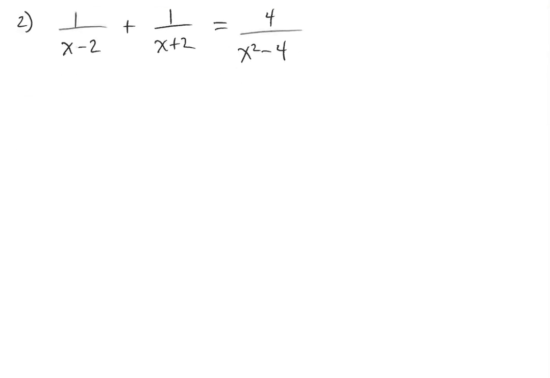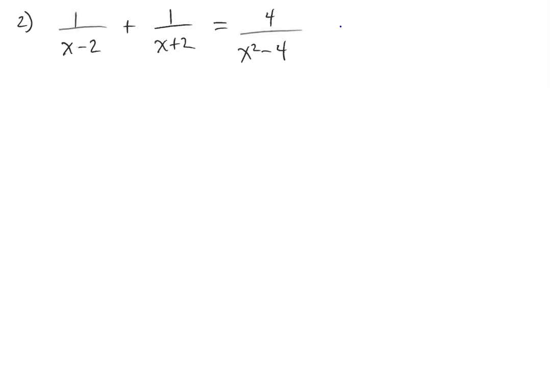This one begins with a couple rational terms on the left side. The first one is 1 in the numerator and x minus 2 in the denominator. Then we say plus, and then the next fractional term is 1 in the numerator and x plus 2 in the denominator. And then that's equal to, on the right side, we have 4 over x squared minus 4.